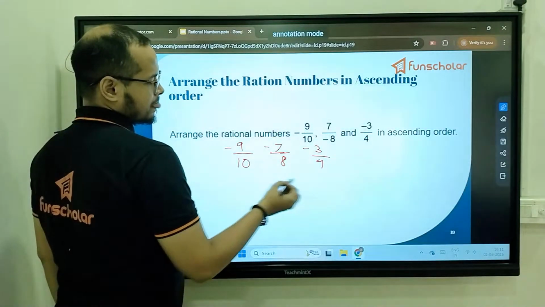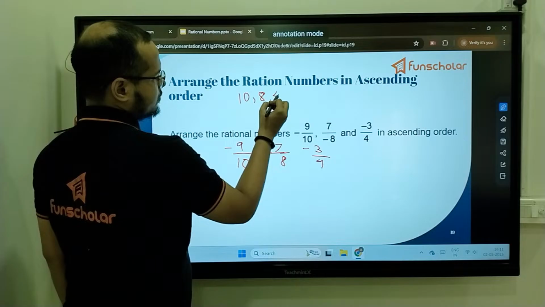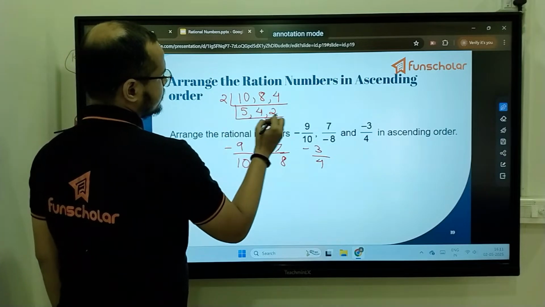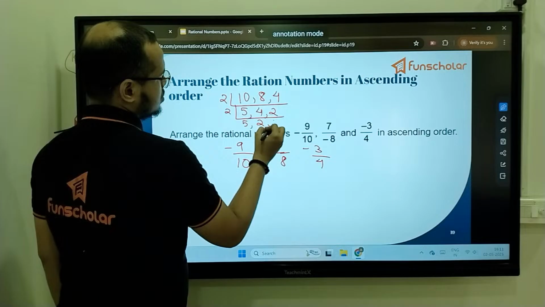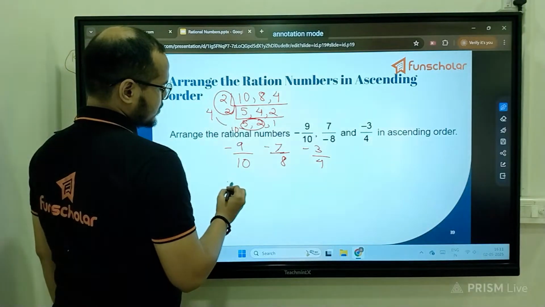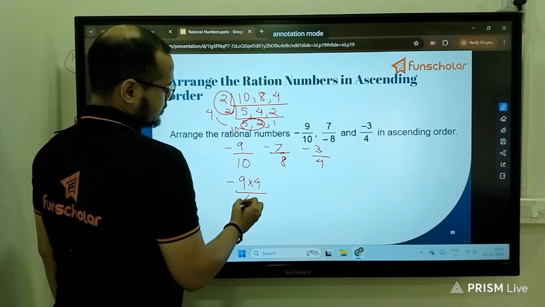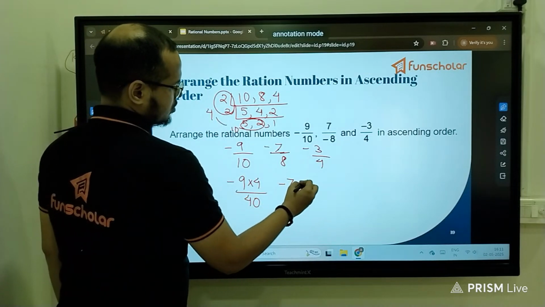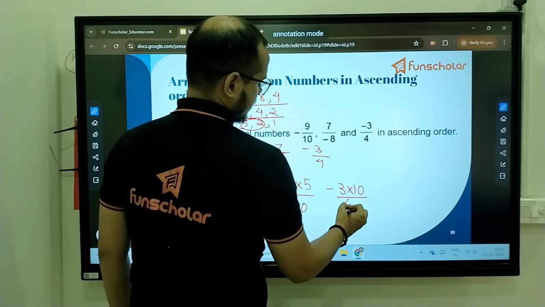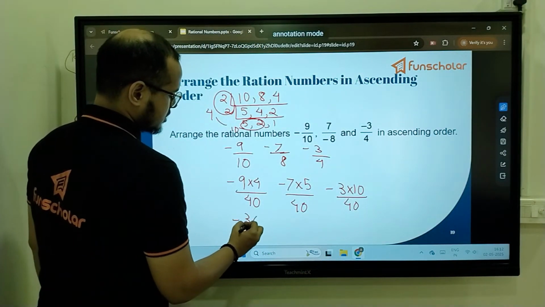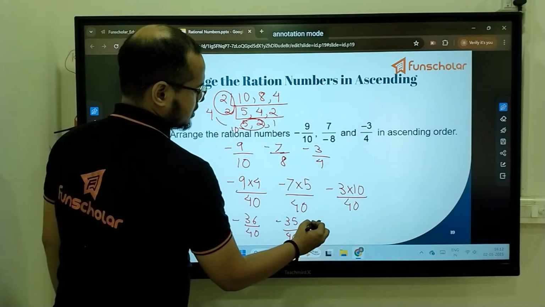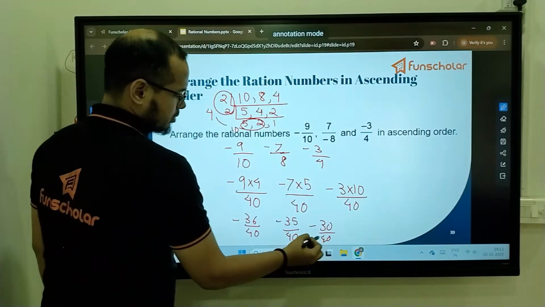Now the LCM of these three: 10, 8 and 4. Dividing by 2, 5, 4, 2, 2, 5, 2, 1, we get 40. So the LCM is 40. So -9 into 4 by 40, -7 into 5 by 40, -3 into 10 by 40. It will become -36 by 40, -35 by 40, -30 by 40. Denominators are the same.